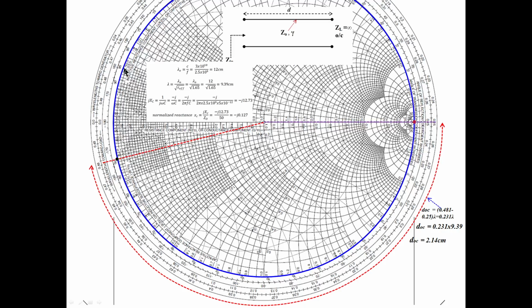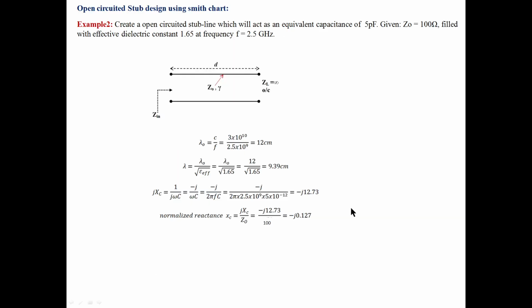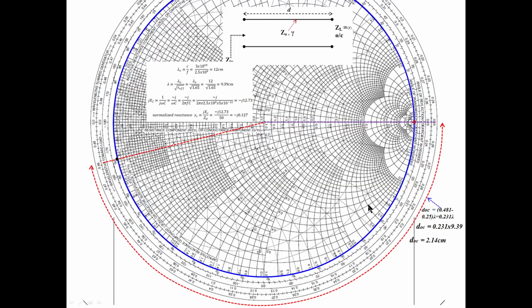You should stop wherever there is a positive value, but you should measure the distance from here for an open circuit stub. Like this, we can implement either an open circuited stub or a short circuited stub to get the required value of capacitance or inductance. It is easy using a Smith chart. All of you must practice these things.